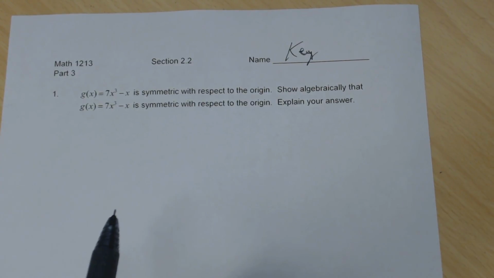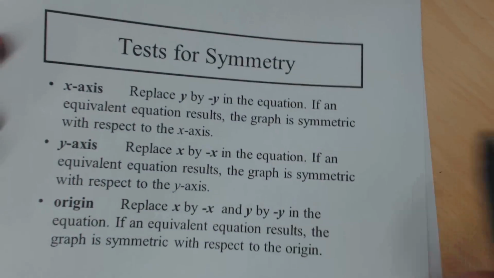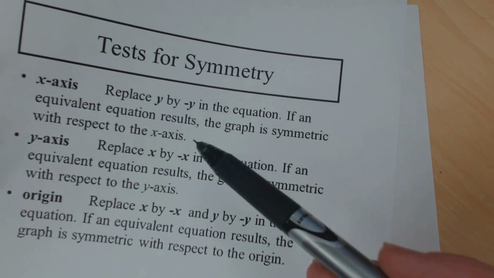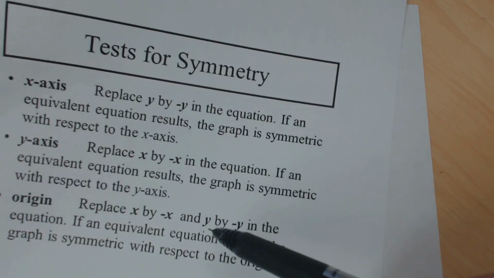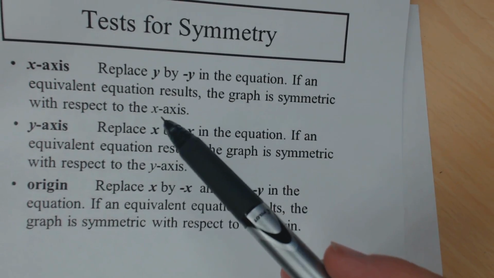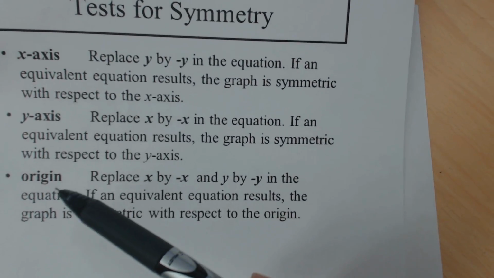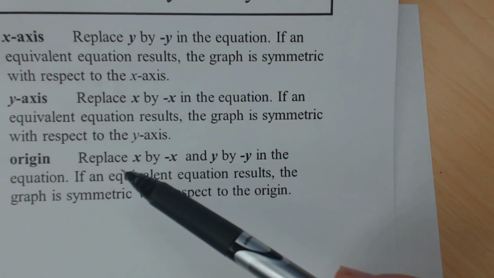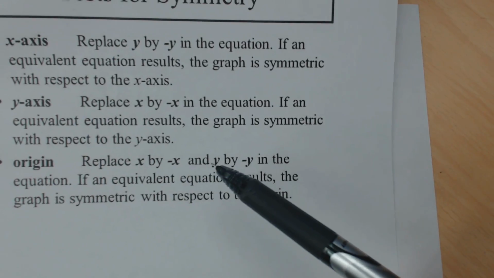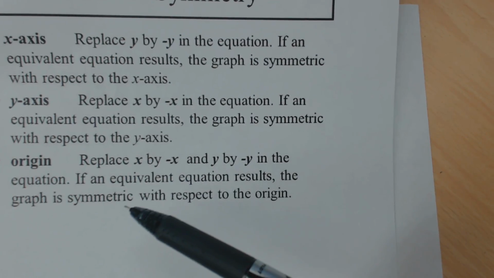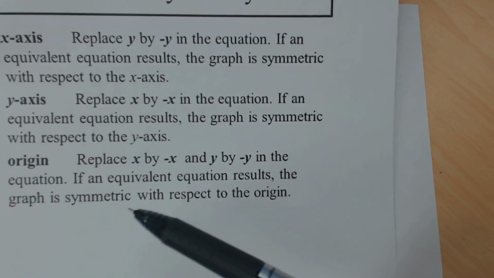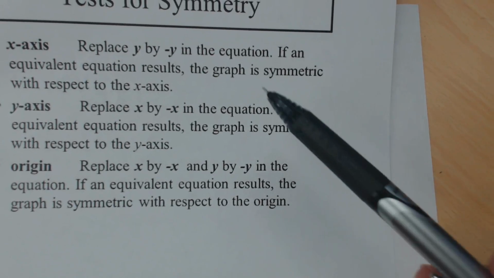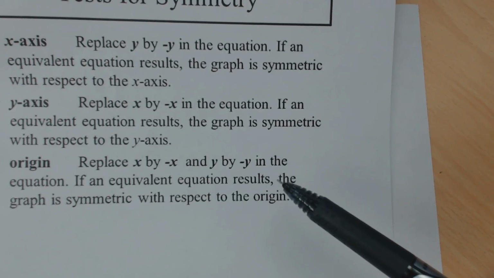So explain your answer. Okay, so in one of the handouts you were given in this section, one of them talked about tests for symmetries on page 8 of the handouts when you went to the module where all the videos were. It's in one of those notes. So if you want to test for symmetry with respect to the origin, it says this: replace x by negative x and y by negative y in the equation. If an equivalent equation results, in other words, if what you end up with is the same as the original, then it is symmetric with respect to the origin.